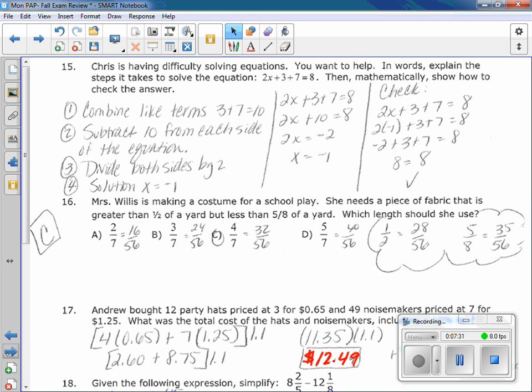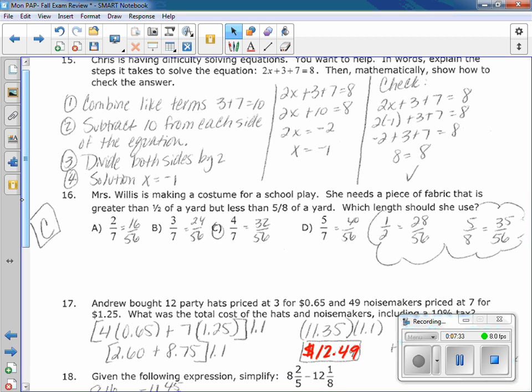Okay. On the next one, it was just basically asking you to list the steps. You could have listed these differently, but this is just the simplest way to get there. So first you should have combined like terms to give you your 10. Then you should have subtracted 10 from both sides, and then you should have divided both sides by 2 to get your solution of negative 1.